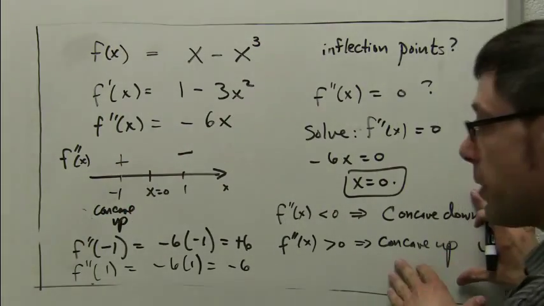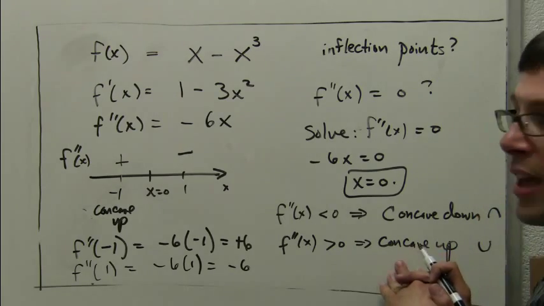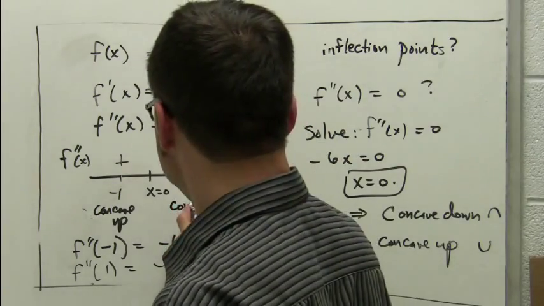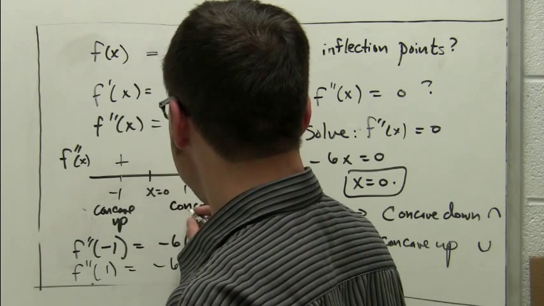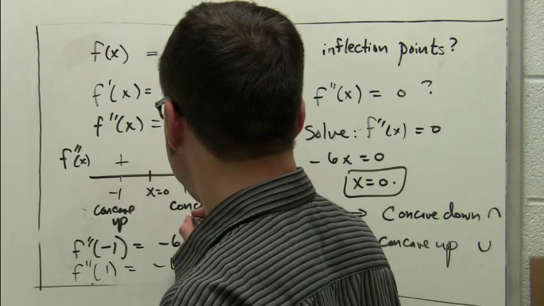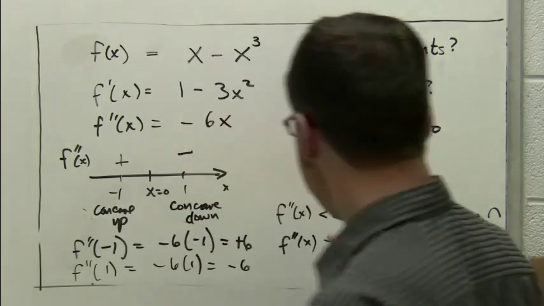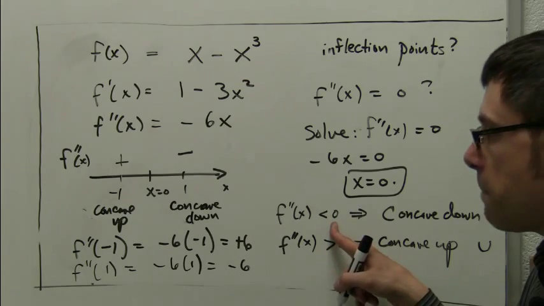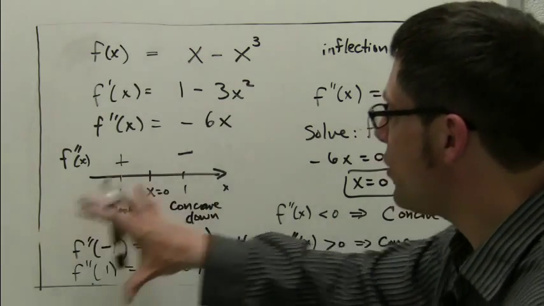According to this information, right? It's concave up because the second derivative is positive. It's concave down after 0, because the sign of the second derivative is negative. Okay? So that gives me the concavity behavior.